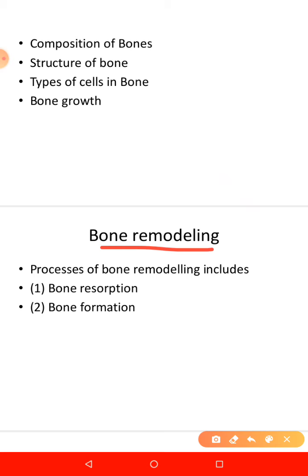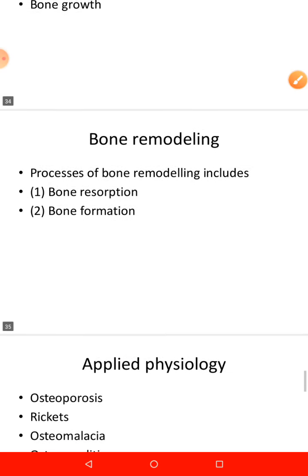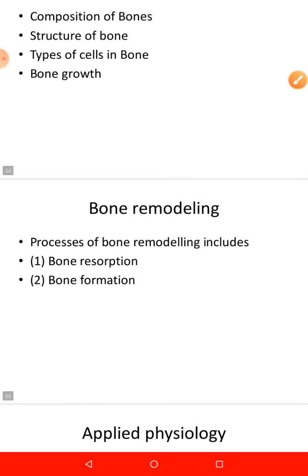So if you are told to describe the bone remodeling process, you have to talk about bone resorption and bone formation. For bone resorption, you talk of osteoclastic activity, and for bone formation, you talk of osteoblastic activity. So this is very important.